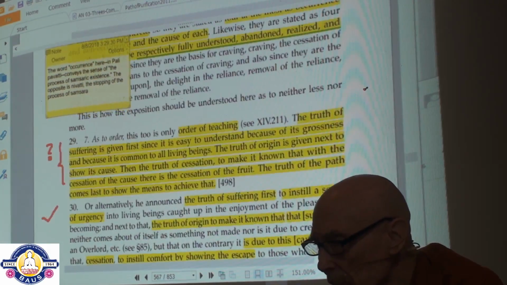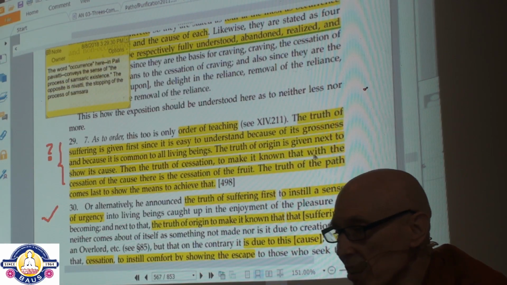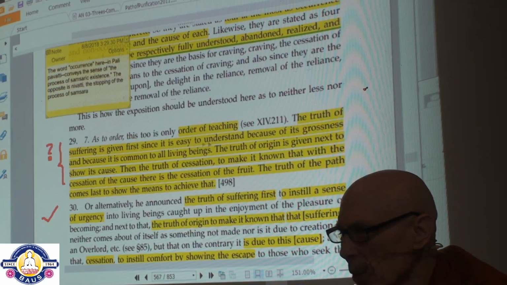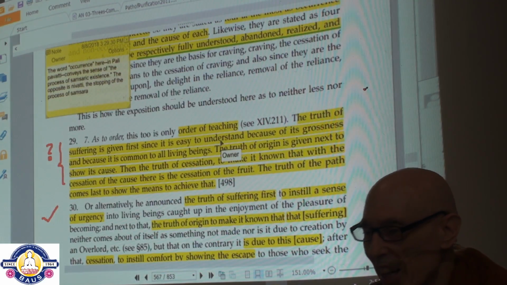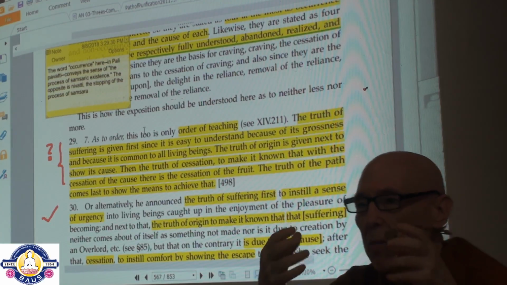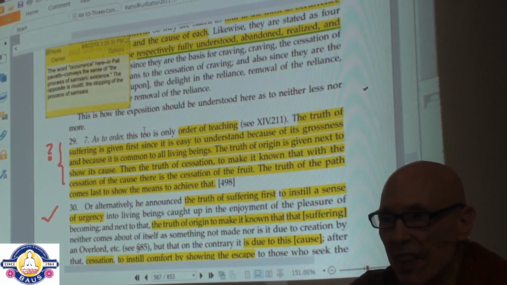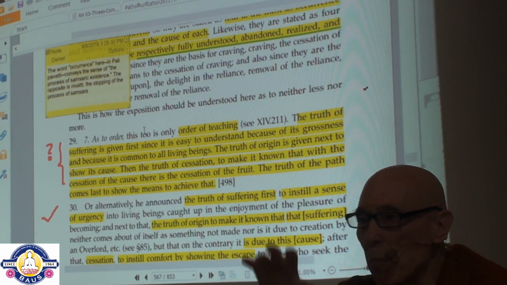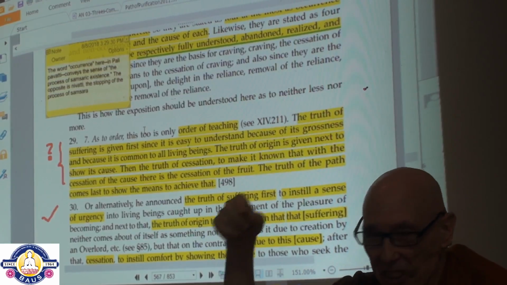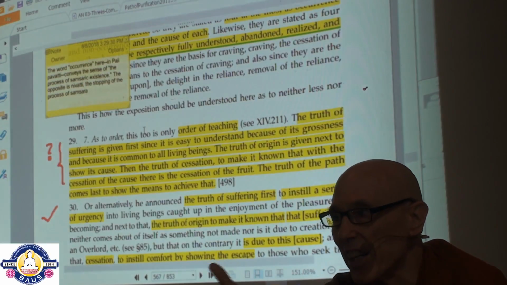Then as to the order of teaching, actually this is just what I said. Okay, the truth of suffering is given first since it is easy to understand. I wouldn't say that it's easy to understand, but I would say the truth of suffering is given first because it directly confronts us with the problem that we have to deal with. So this is, in a sense, the whole problem of human existence just summed up in that one simple word, that there is suffering in existence.